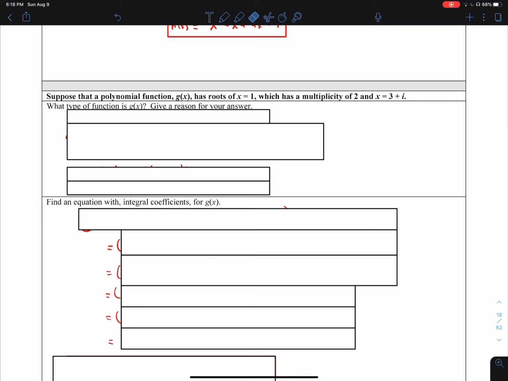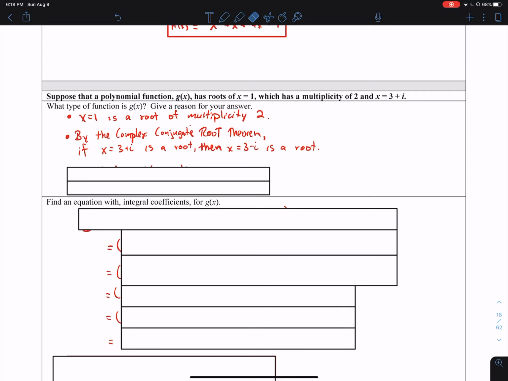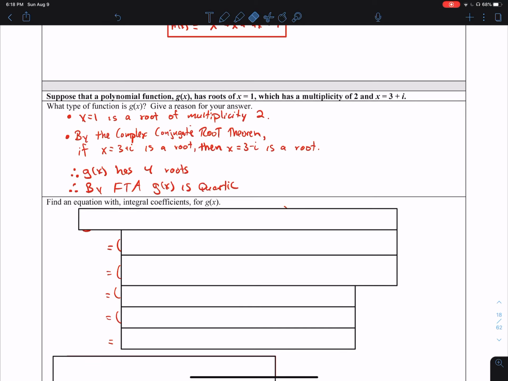Suppose that a polynomial function g has a root of x equals 1, which has a multiplicity of 2, and another root of x equals 3 plus i. I wrote this answer in a little different order. x equals 1 is the root of multiplicity 2. By the complex conjugate root theorem, if x equals 3 plus i is a root, then x equals 3 minus i is also a root. Therefore, g of x has 4 roots, because we got this one twice and each of these once. 2 plus 1 plus 1 is 4. By the fundamental theorem of algebra, g of x is quartic.